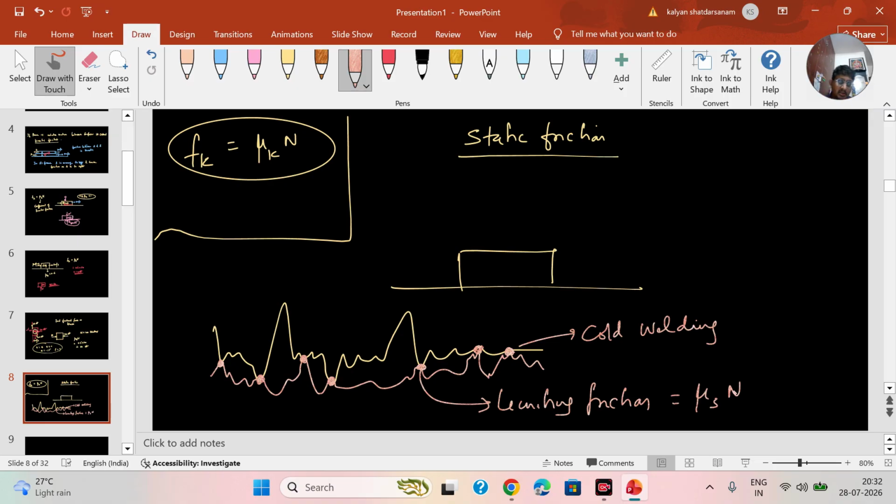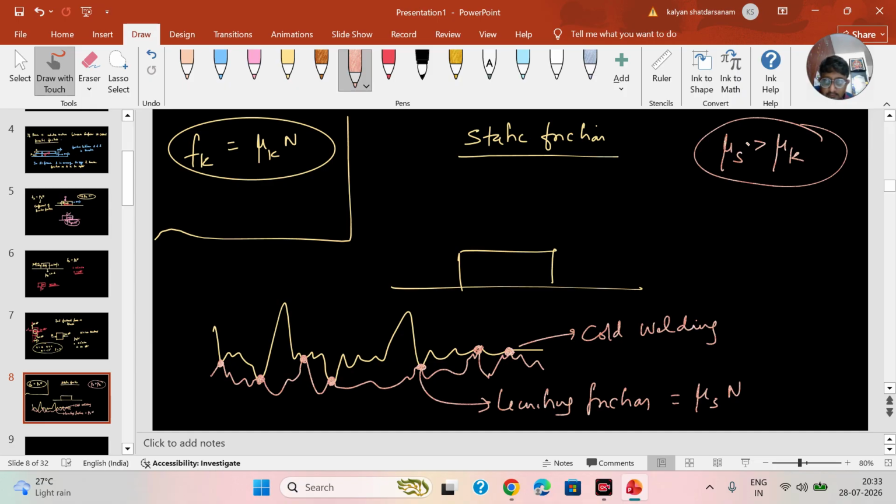Sometimes in problems we take both mu s and mu k to be the same, but in general mu s is slightly higher than mu k. In general, mu s will be more than mu k. That is the practical scenario. It is what is found practically.